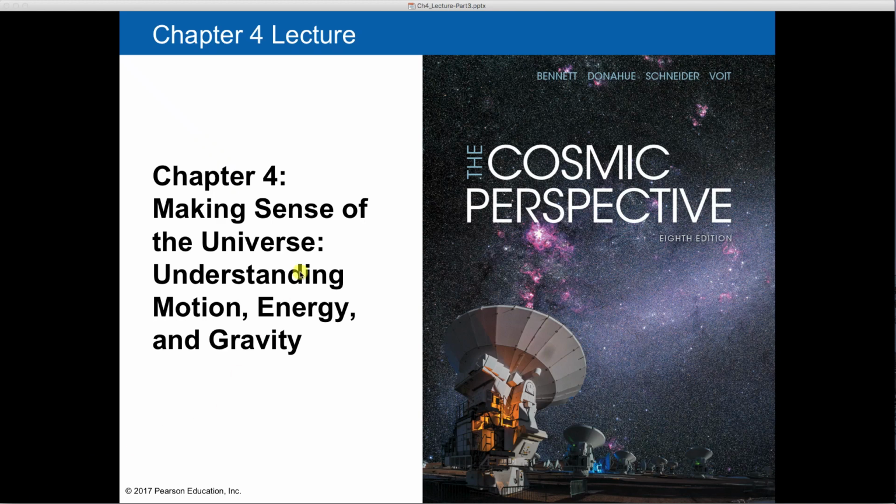Hi class, this lecture continues Chapter 4. We're talking about forces and motion. We talked about describing motion with velocity, acceleration, position, and then we talked about Newton's laws and the three laws of motion, and we've discussed a little bit the law of gravity.